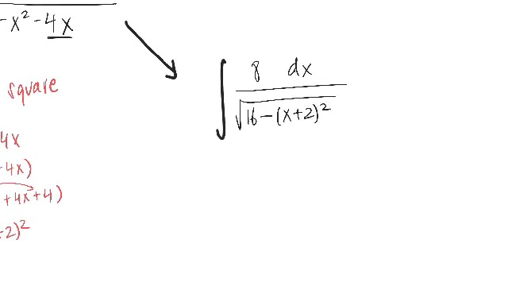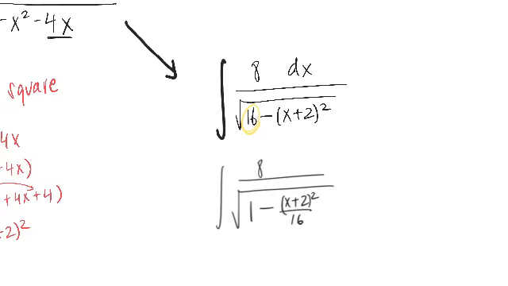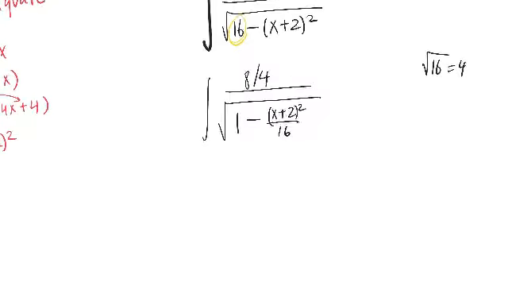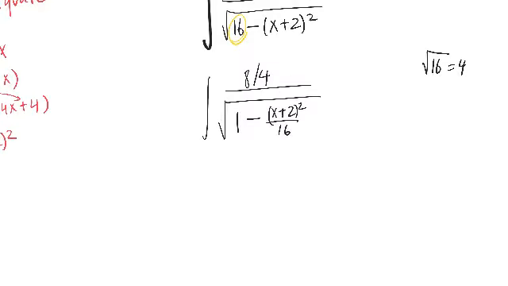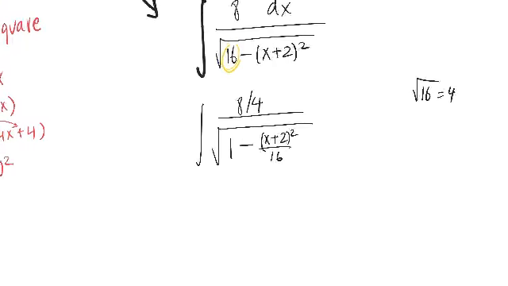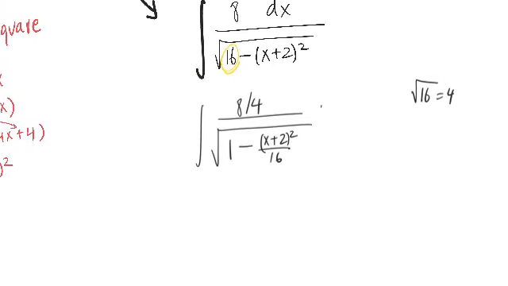Now, like before, I don't want the 16 here, I want 1. So I'm going to divide by the 16. So I get 1 minus x plus 2 quantity squared over 16. I'm dividing by a 16 which is inside a square root, so I'm really dividing by 4. So on top, where I have no square root, I have to divide by 4. So then I can say this is 2, and then I have dx.